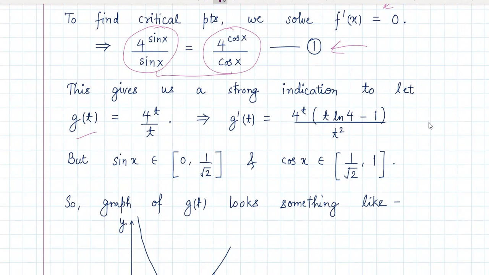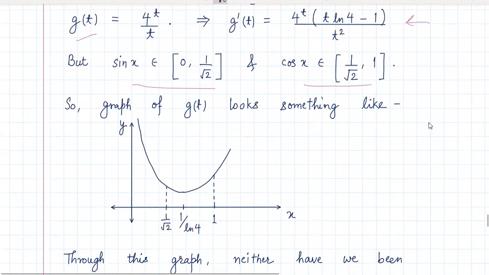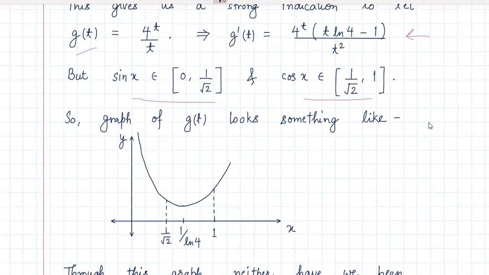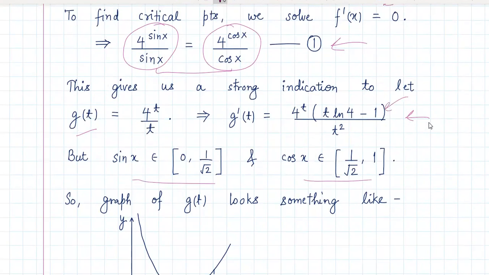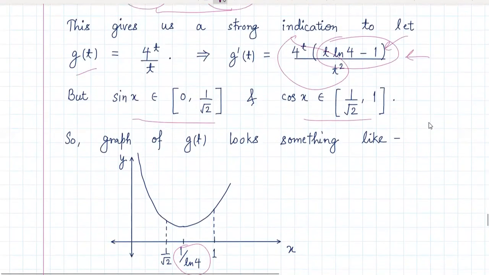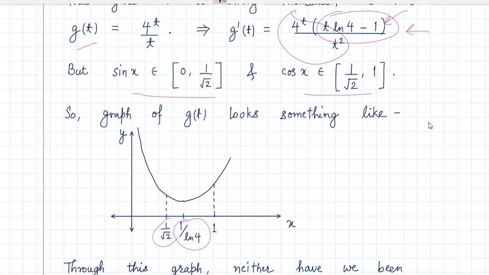The derivative g prime t comes out to be this quantity. Since sin x belongs from 0 to 1 by root 2, and cos x belongs from 1 by root 2 to 1, because x belongs from 0 to pi by 4, a graph of g of t looks like this. Clearly 1 by ln 4 would be a point of minima, by observing that this is positive and making the sign scheme of this quantity. Then 1 by root 2 is here, and 1 would be here.